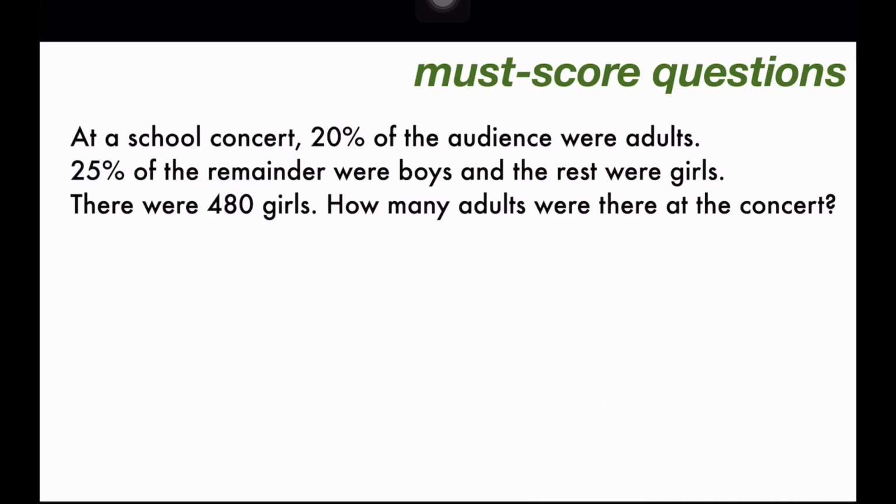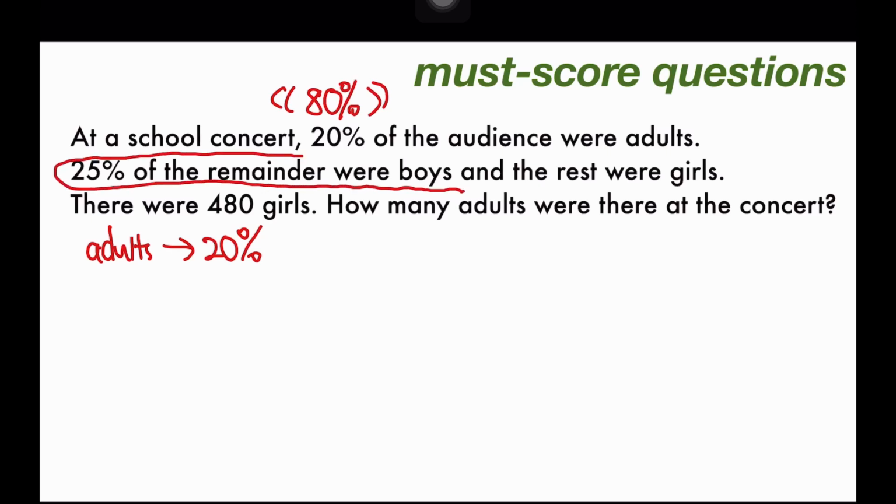At a school concert, 20% of the audience, they were adults. So if there are 20% adults, the remaining percentage would be 80. Okay, bear that in mind. Now the next part of the sentence, which is the most important part, is this. 25% of the remainder. Remember, what's the remainder percentage we have found out just now?